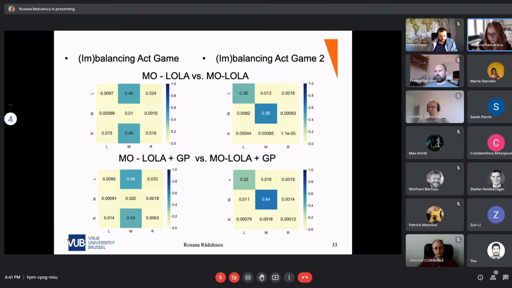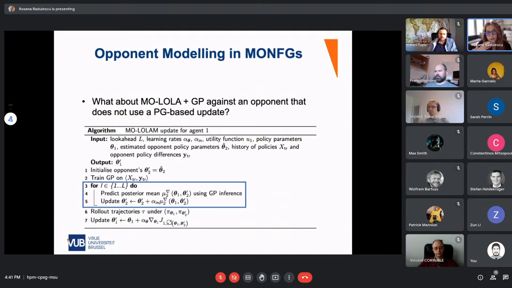The next question that, of course, arises is, what if we try to use our multi-objective LOLA algorithm against an opponent that does not use a policy gradient-based update? So if we basically break the assumption over here.